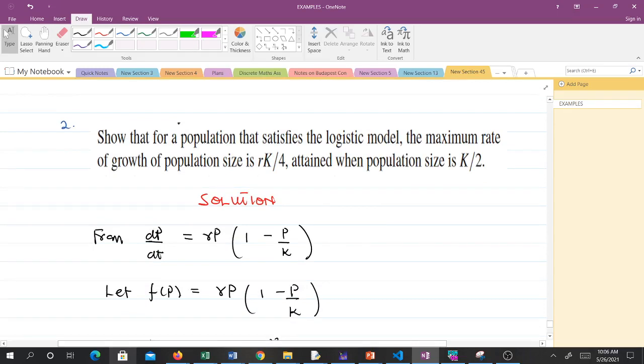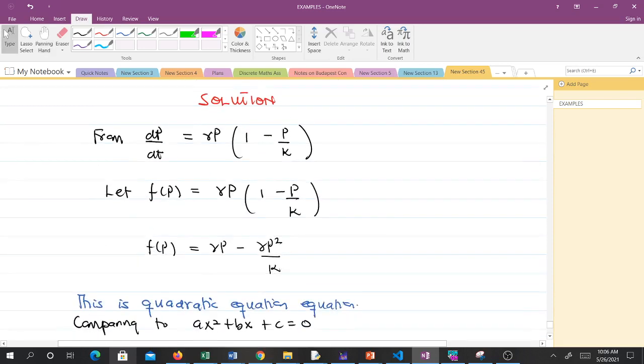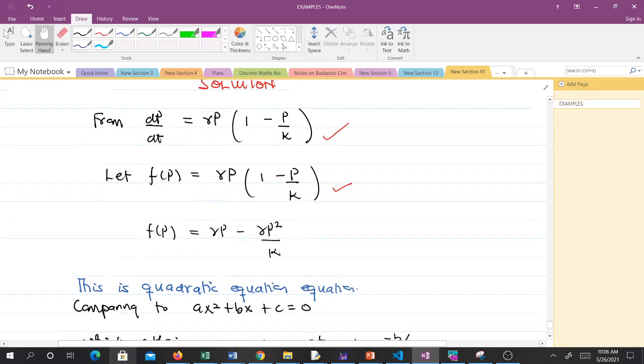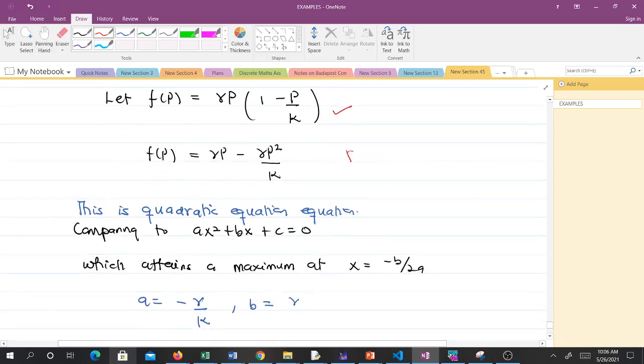Okay, so question 2 says, show that for a population that satisfies the logistic model, the maximum growth rate of population size is rk over 4, attained when population size is k over 2. So solution, from the logistic model we have this, right? So we represent the right hand side with f of p. When you multiply through, we get f of p to be rp minus rp squared over k. And the power of p here is 2, right? So we have a quadratic equation.